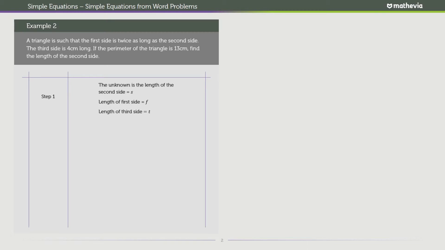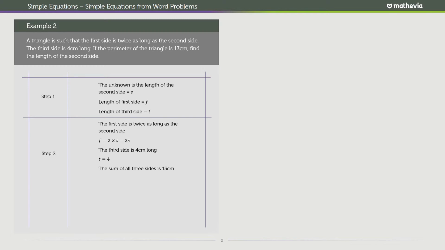Okay? And then the length of the third side is T. And in this case, we've already been told that T is 4 centimeters long. Okay, so F for first side, S for second side, and T for third side. Okay, now the first side is twice as long as the second side, and what that means is that F equals 2 times S, so F is 2S. The third side is 4 centimeters long, so T equals 4.